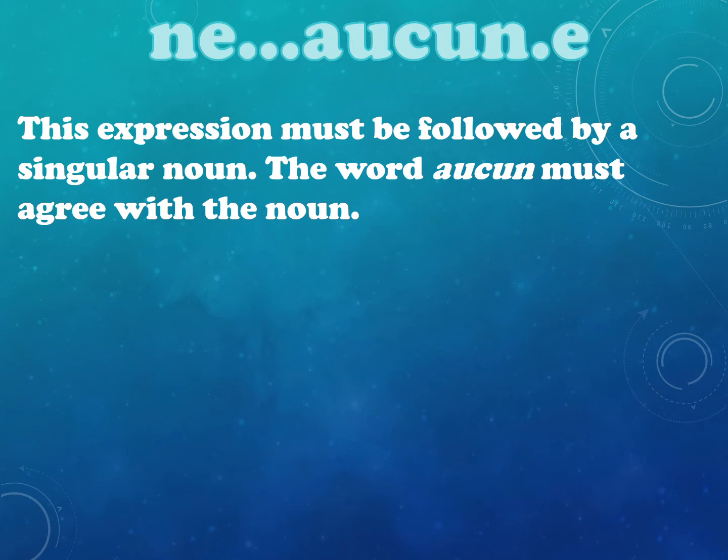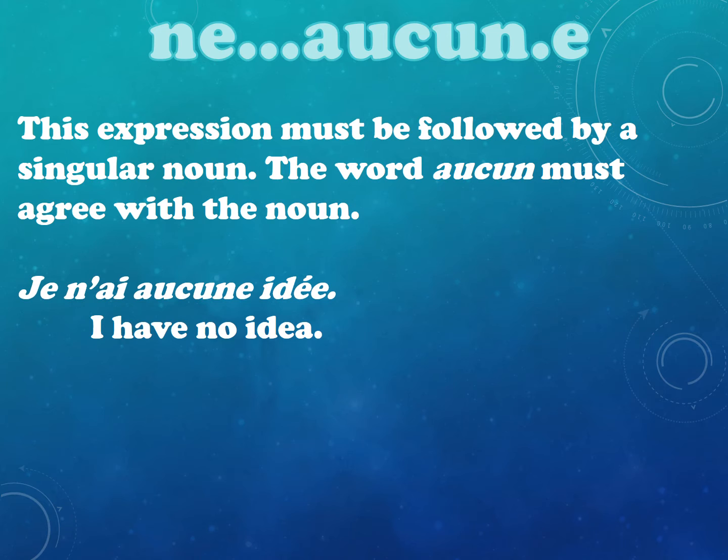Ne aucun or aucune. This expression must be followed by a singular noun. The word aucun must agree with the noun. So if you're talking about a masculine noun, you use aucun, but if it's a feminine noun, you are going to use aucune. For example, je n'ai aucune idée. I have no idea. I have not a single idea in my head about whatever it is you want me to have an idea about. Je n'ai aucune idée. Because idée is feminine, so is aucune.